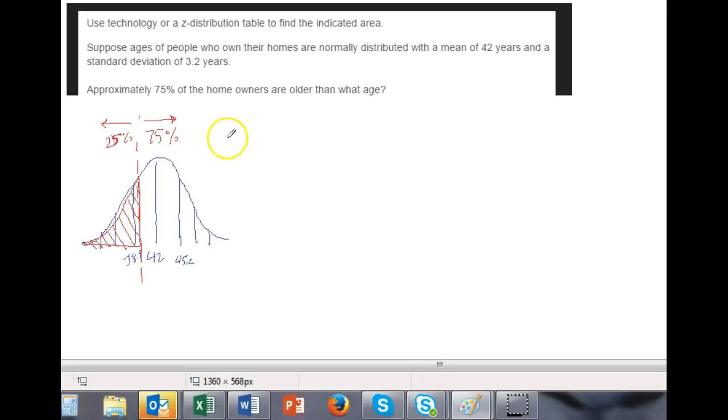So I'm going to have to use the number 25%, even though the question said 75%, because it was asking about the 75% of the people who are older, and if 75% are older, then at that exact same point 25% are younger, and the z-distribution table doesn't tell us about older, it only tells us about the younger. So that's what we're going to use for our z-distribution table: the number 25%.